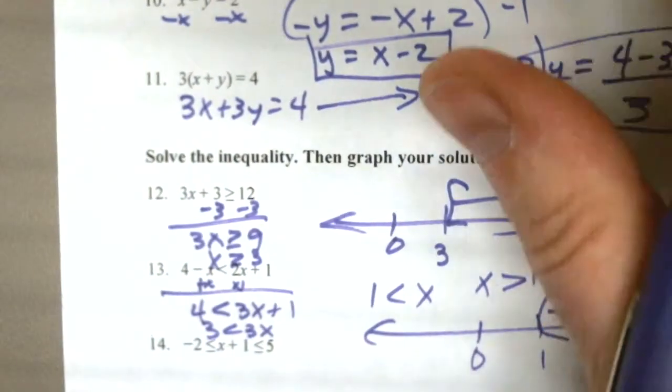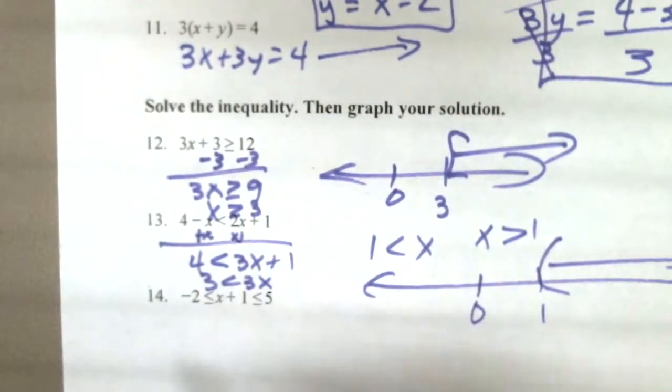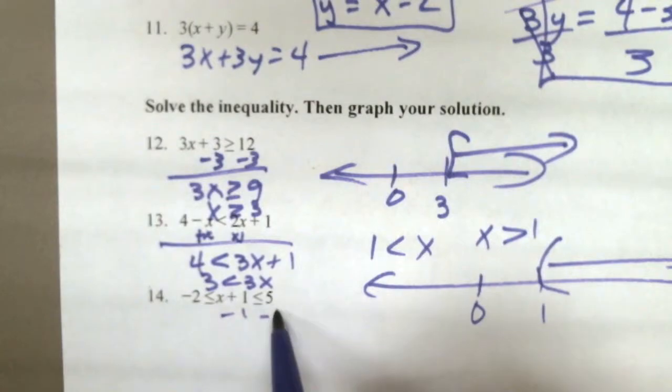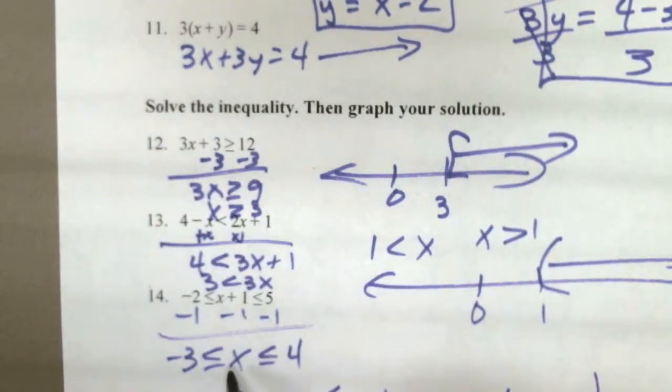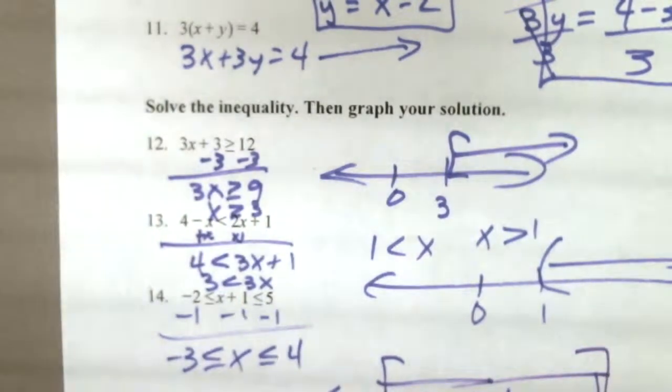In number 14, we have a compound inequality, so I'm going to subtract 1 from all three parts, and I get negative 3 is less than or equal to x is less than or equal to 4. On my graph, I'm going to have negative 3, there's 0, and there's 4. X is greater than or equal to negative 3, so I'm going to bracket that heading that way. X is less than or equal to 4, bracket that heading that way.